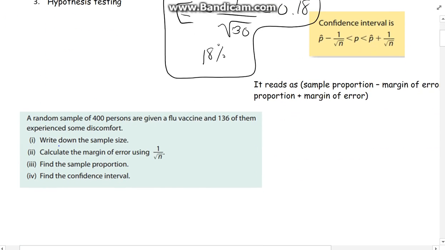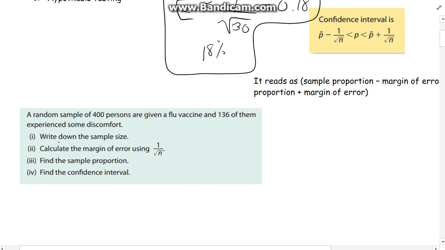Right. So if we look at this example down here, a random sample of 400 people are given a flu vaccine, and 136 of them experience some discomfort. Write down the sample size. So the sample size is the amount of people that were asked and the amount of data you have. 400 was n. That's your sample size.